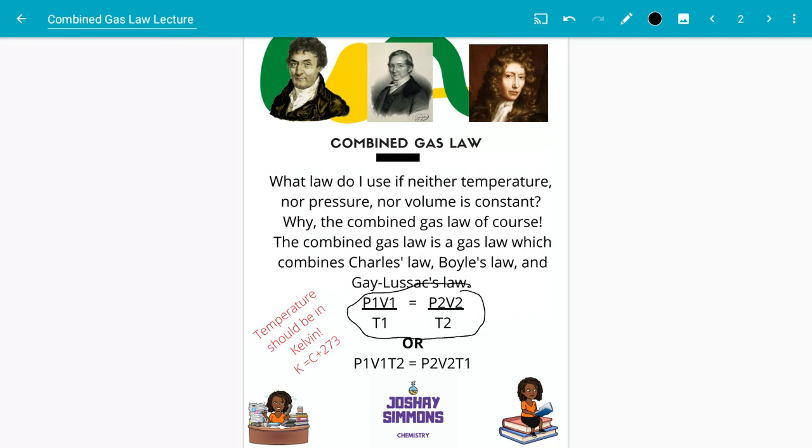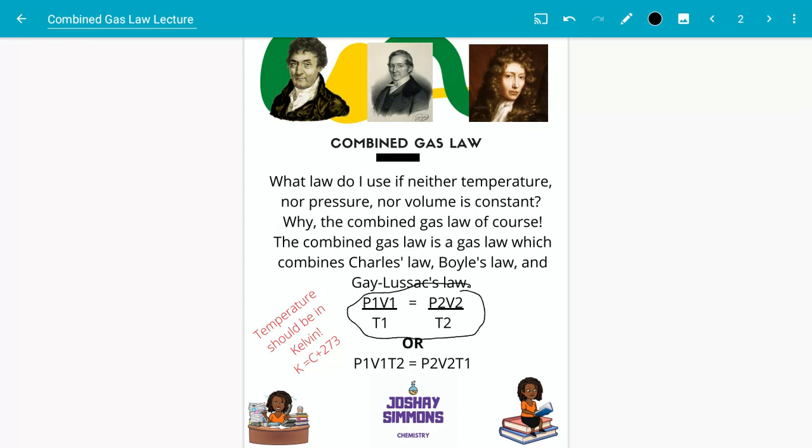P1 V1 over T1 is equal to P2 V2 over T2. The first thing I hear a lot of students say is, man, this is a lot of variables. And I do understand that. And you are right, it is a lot of variables.